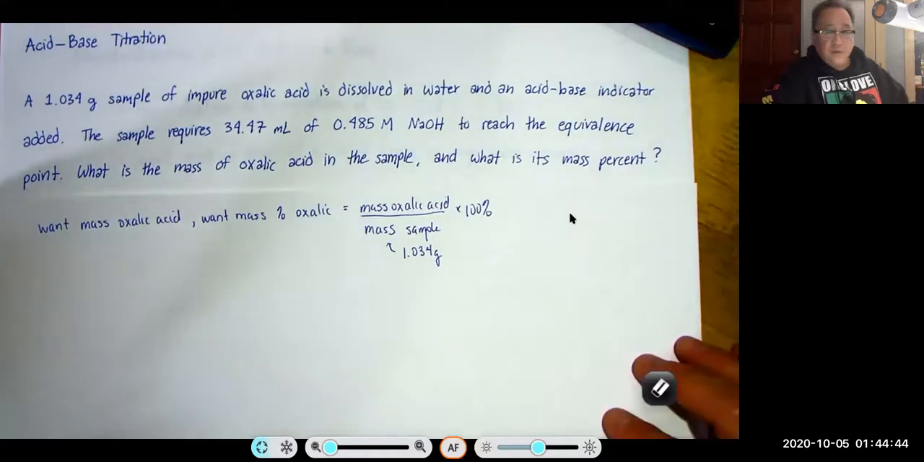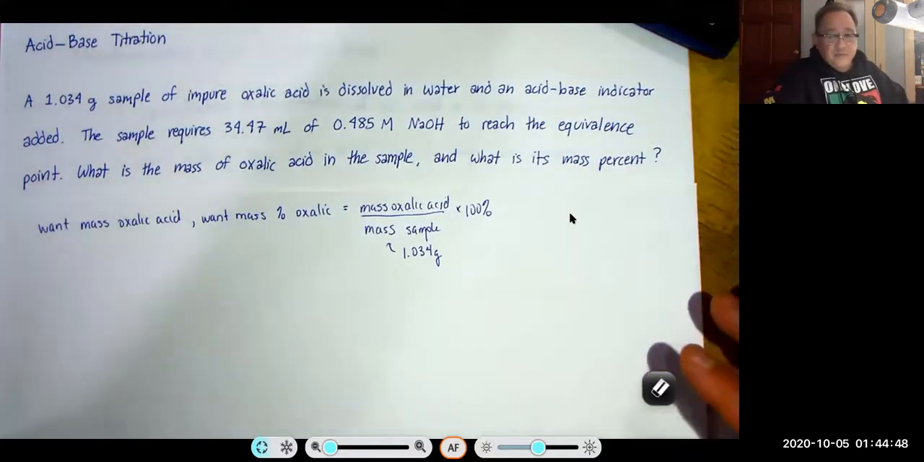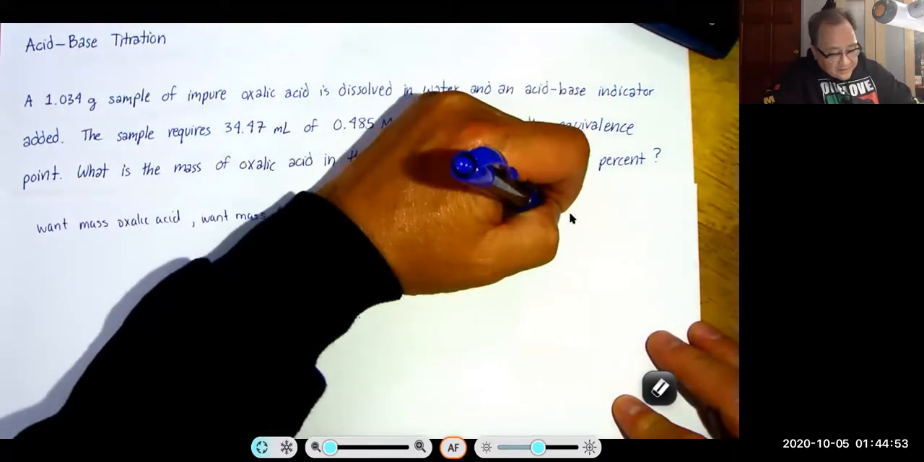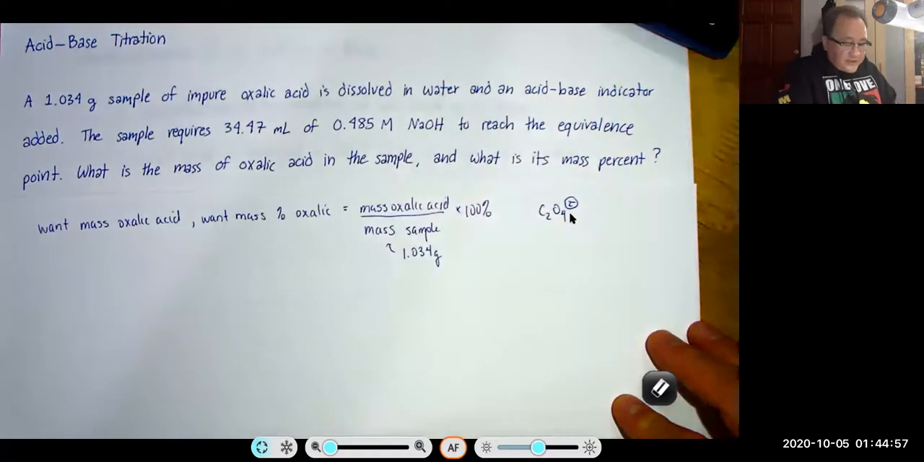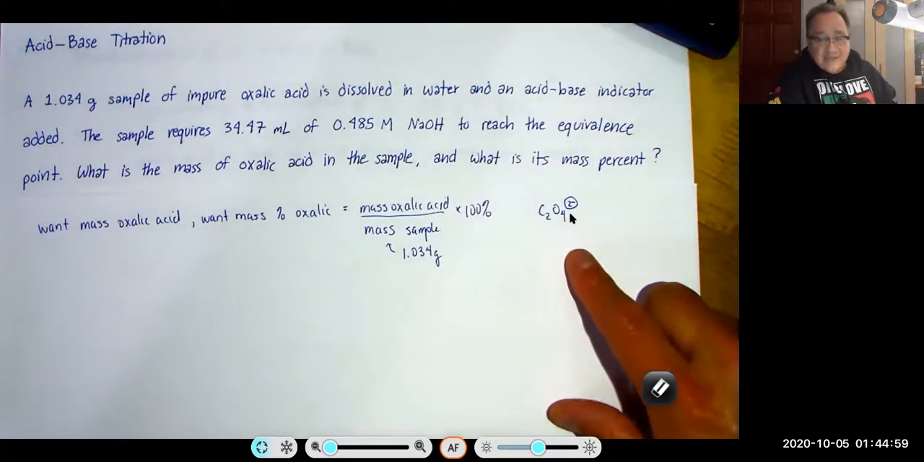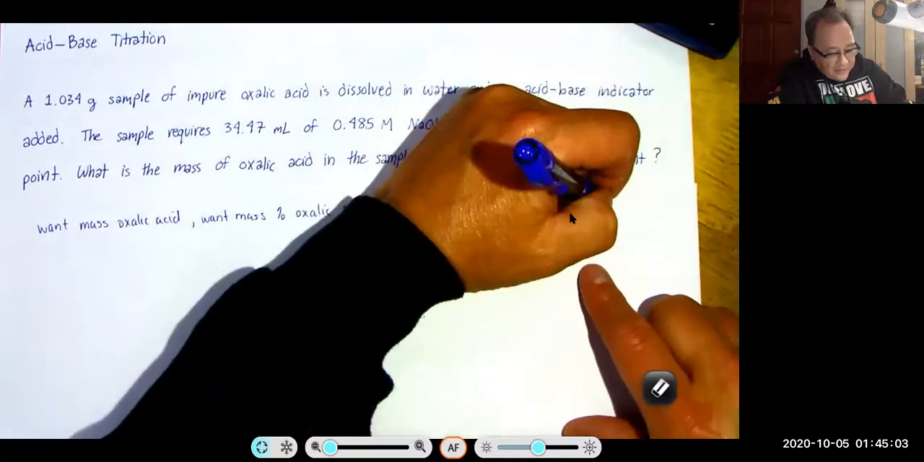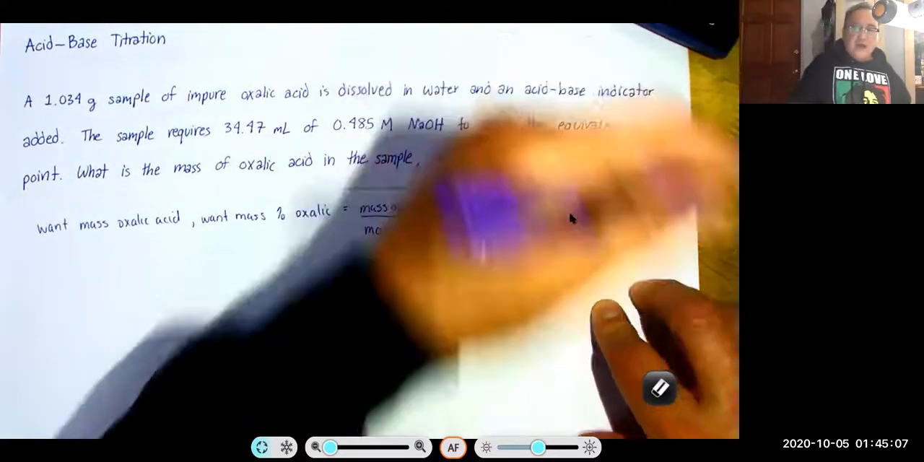So what's the formula for oxalic acid? Well, that's something you may have to look up. It's based on the oxalate ion. The oxalate ion is C2O4 2-. So what is the formula of the acid if that's the oxalate ion? It's probably going to be H2C2O4. So how do we confirm that?